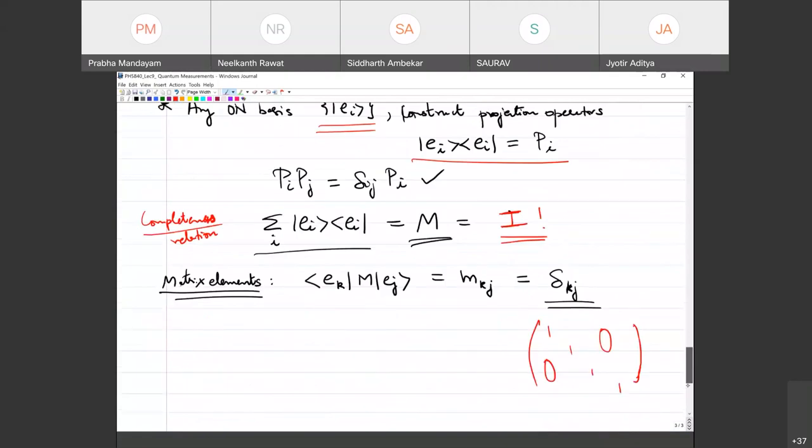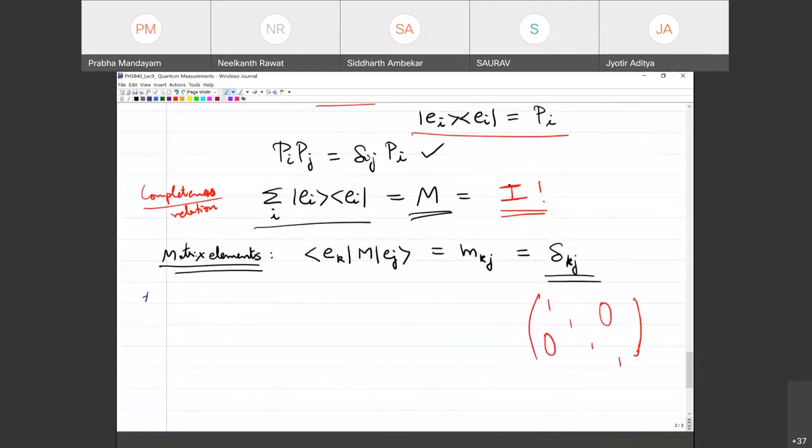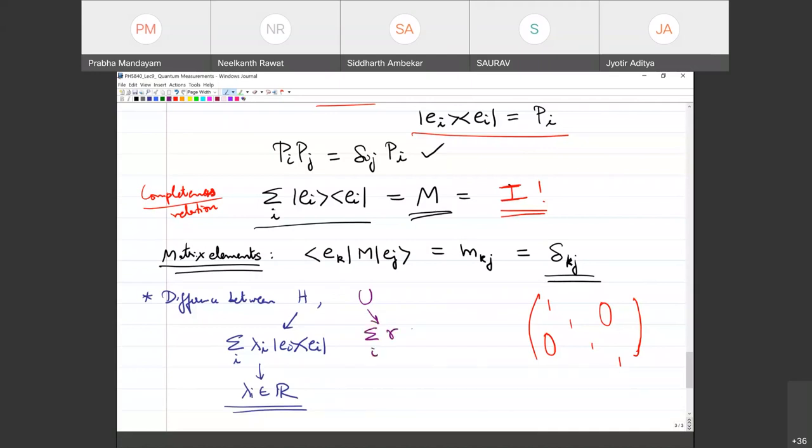So one last observation I want to make, please note this, is the difference between a spectral decomposition for a Hermitian operator versus a unitary operator. When I write a spectral decomposition for a Hermitian operator, I will write it like this: sum over i of lambda_i |e_i><e_i|. What is the property of these lambda_i's? They all are real. But now if I write the same thing for a unitary matrix, sum over i of gamma_i |f_i><f_i|, some set of eigenvectors and eigenvalues, now these eigenvalues are not real. They are in general complex.